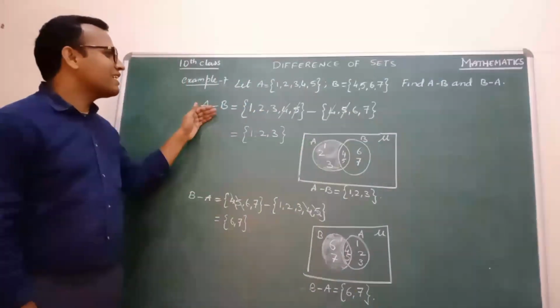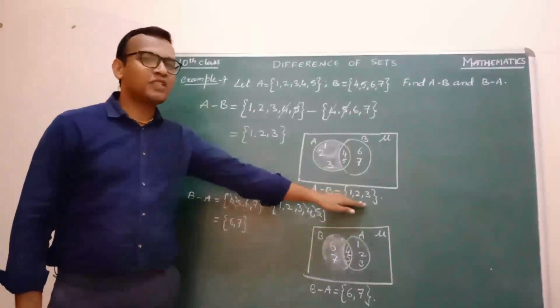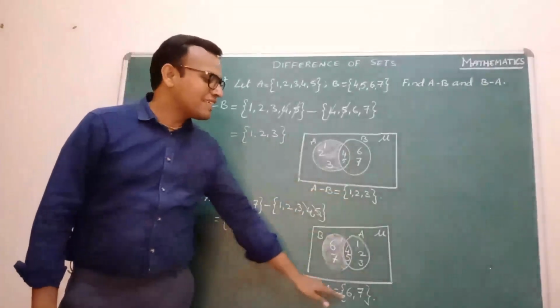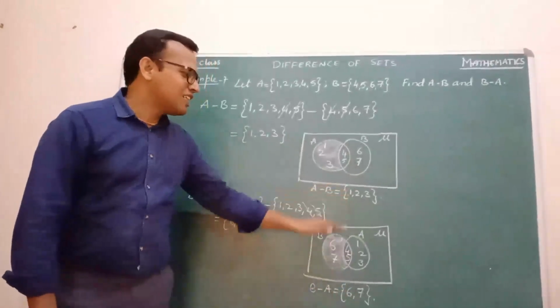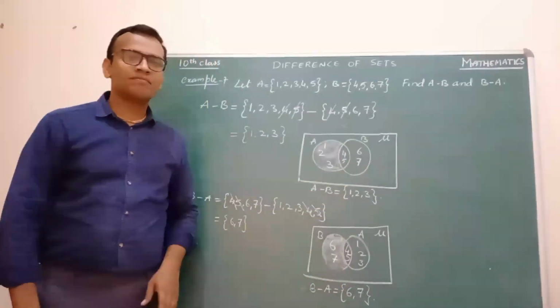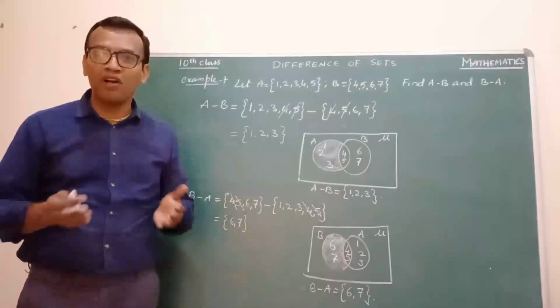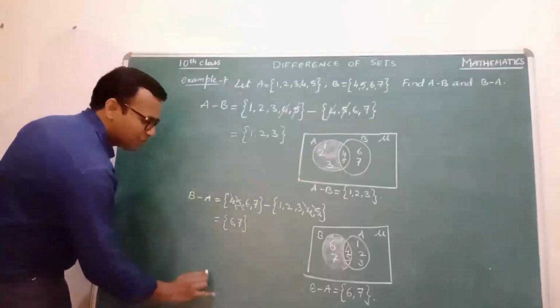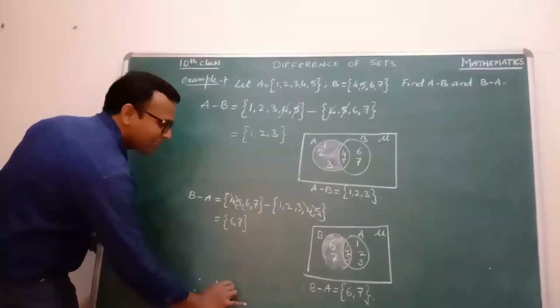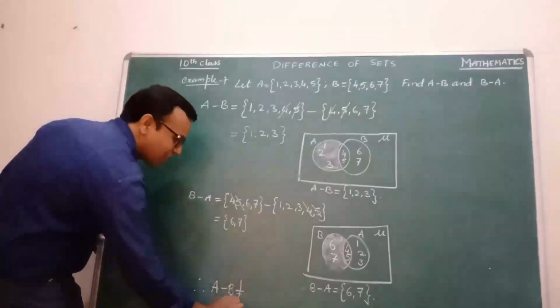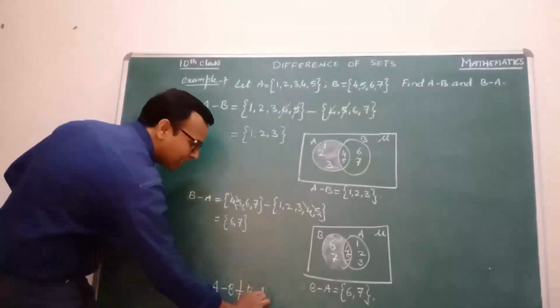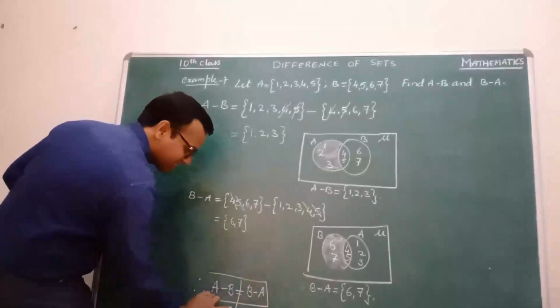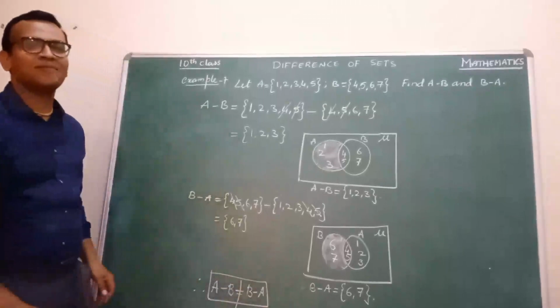Here we got A minus B as the set of 1, 2, 3, and B minus A as the set of 6, 7. Children, are they equal? No, they are not equal. So what do we observe from this? Therefore, A minus B is generally not equal to B minus A. This is what we find.